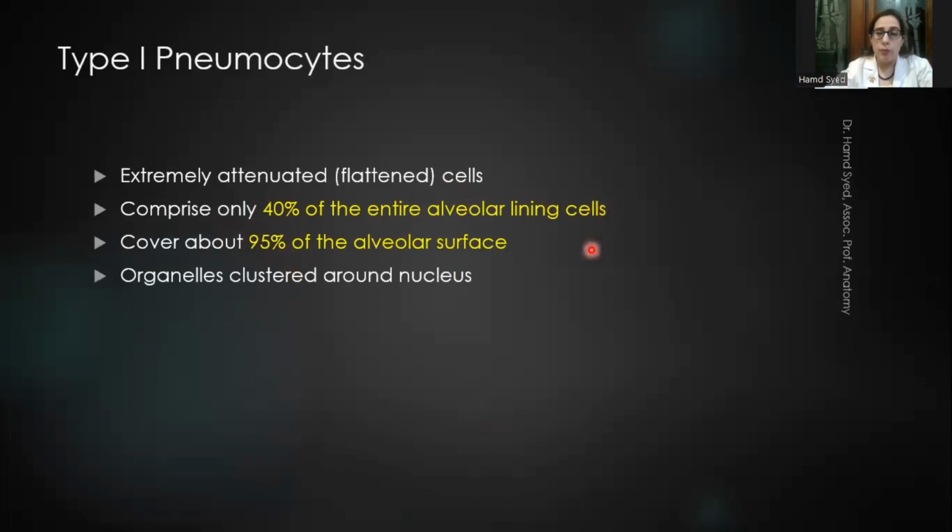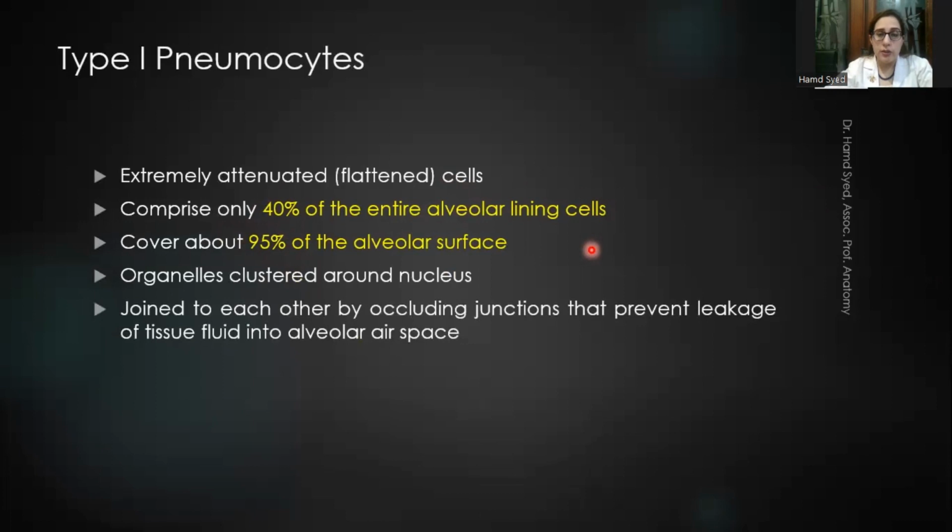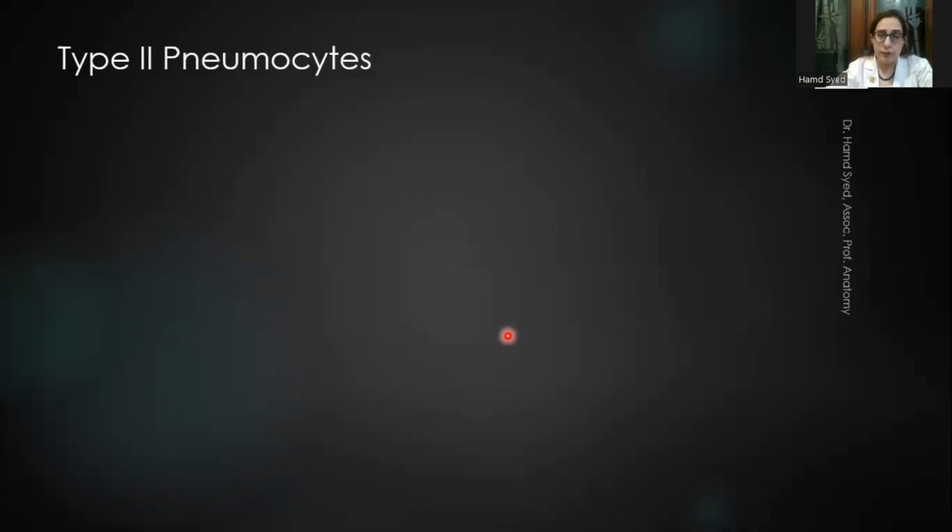The organelles are present clustered around the nucleus, and the adjacent type 1 pneumocytes are joined to each other by tight junctions, also known as occluding junctions, to prevent leakage of tissue fluid into the alveolar airspace. Remember, these cells are not capable of cell division.